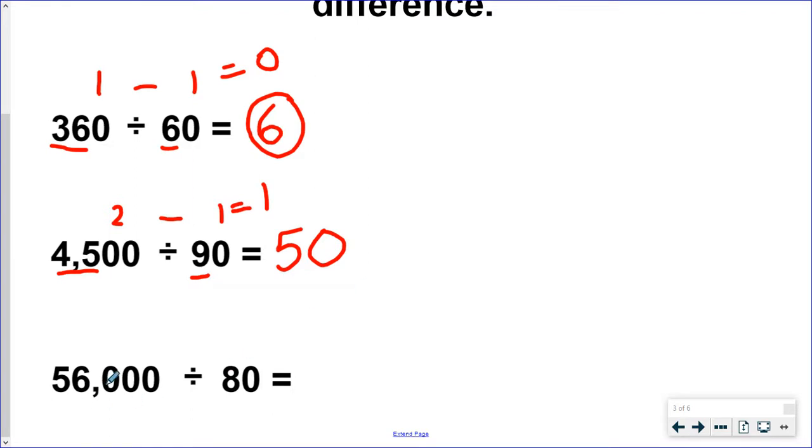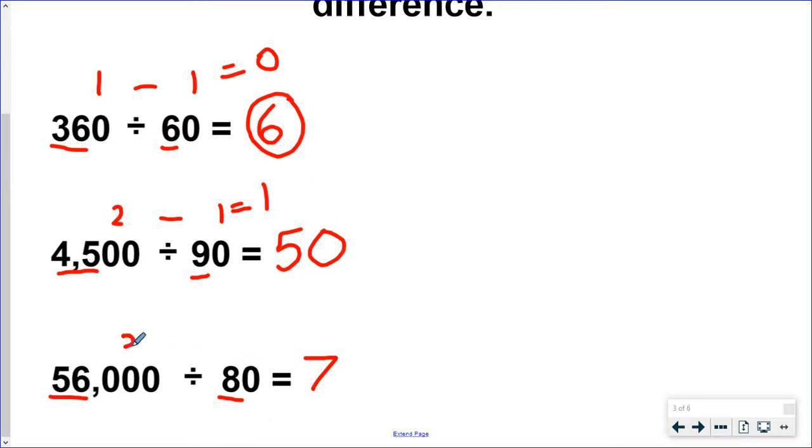Same thing down here for this problem here. 56,000 divided by 80. Let's go ahead and ignore the zeros. When we ignore the zeros, I just have 56 divided by 8. And again, another way to look at that is, what would I multiply 8 by to get 56? 8 times 7 would actually be 56. So I'm going to go ahead and write my 7 down.